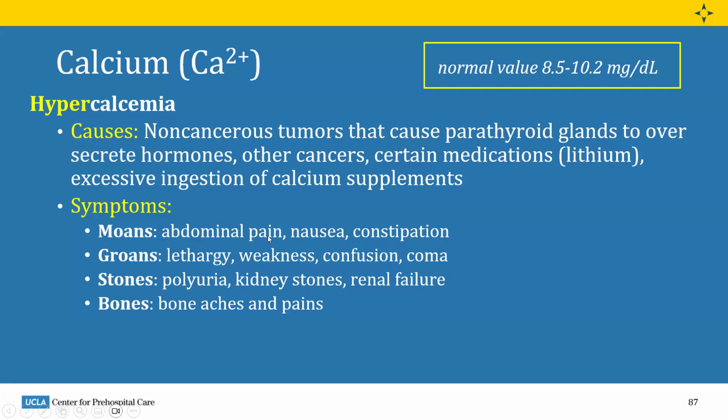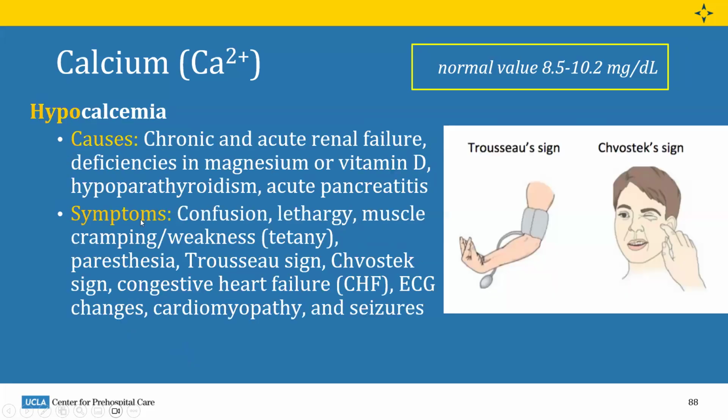Moans are from pain, abdominal pain, nausea, constipation. Groans are lethargy, weakness, confusion, coma. Stones: if you have high levels of calcium, you're more likely to create kidney stones, have excessive urination and renal failure. And bones, you're going to have achy bones and pain there because you're essentially pulling more calcium out of your bones than is normal.